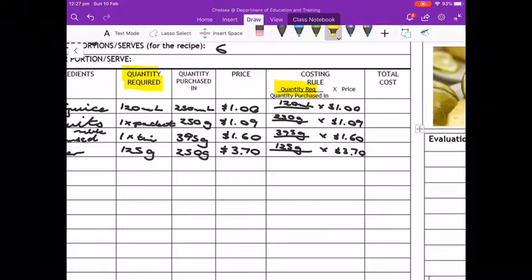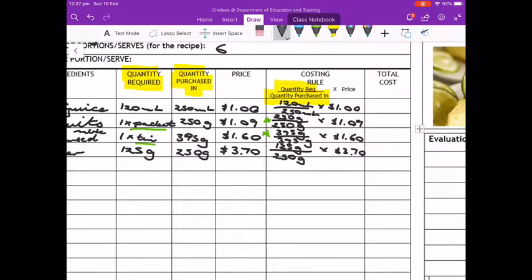Underneath, we have to put on the bottom of our fraction, our denominator, the quantity it was purchased in. So it was purchased in 250 mils, 250 grams, 395 grams. Notice that these two are wholes because we need a whole packet and a whole tin, as stated earlier. And then the butter was purchased in 250 grams.